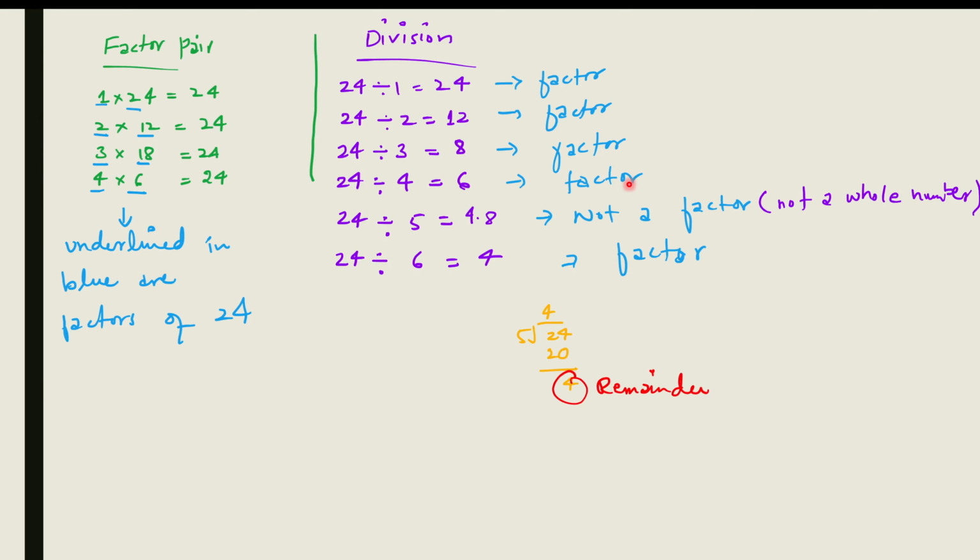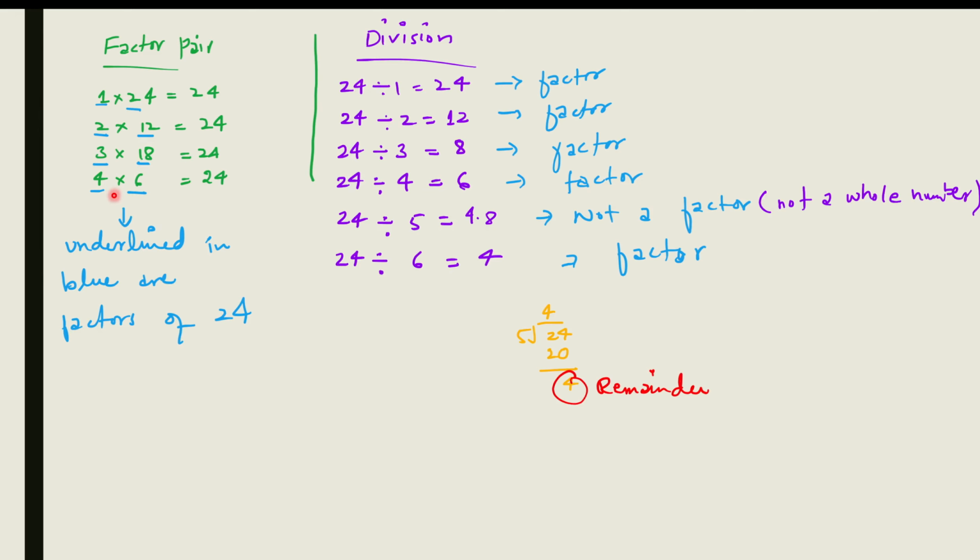Then we have 24 divided by 5. It gives us a decimal number, and if we do the division, it gives us a remainder. Since it gives a remainder, it cannot be a factor of 24. So 5 is not a factor of 24. 24 divided by 6 gives us 4, again a whole number with no remainder. Therefore 6 is a factor of 24.